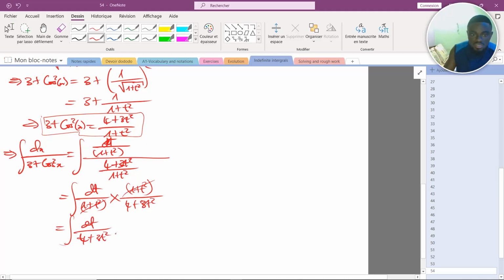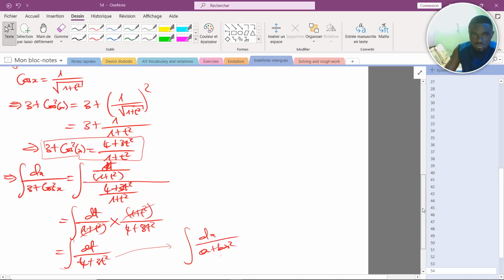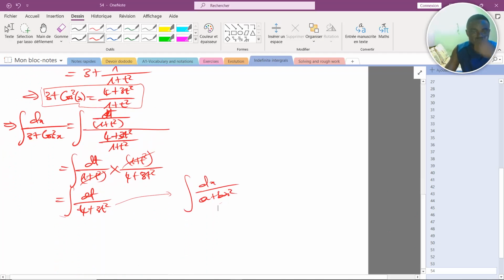Now we know how to interpret this. When you look at this, they're asking us to integrate dx on a plus bx squared. What would be the substitution here? Naturally, the substitution that will pass here will be tan theta being equal to something. Very good. So let's continue.